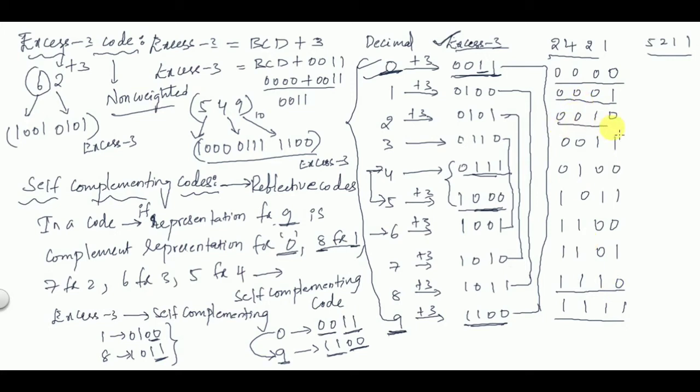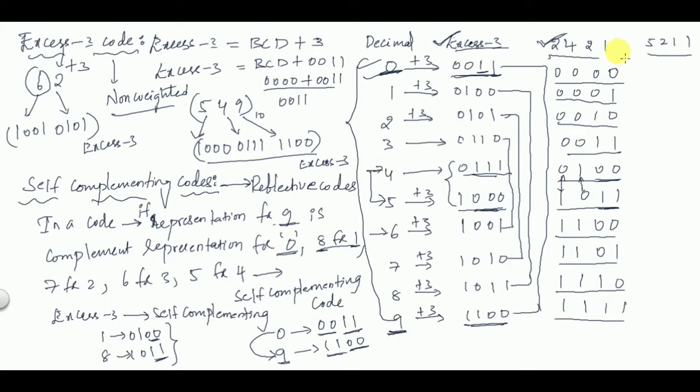Here also 0010, and here 1101. Here it is 0011, and here 1100. So both are complement codes. These two are also complement codes. Wherever zeros are there, here two zeros, you get two ones here. Where 1 is there, the complement is 0. Where 0 is there, the complement is 1. So this is also an example of a self-complementing code.